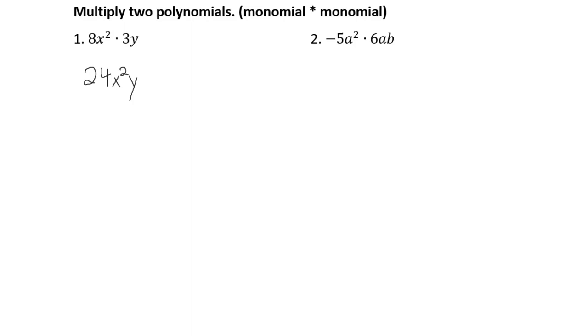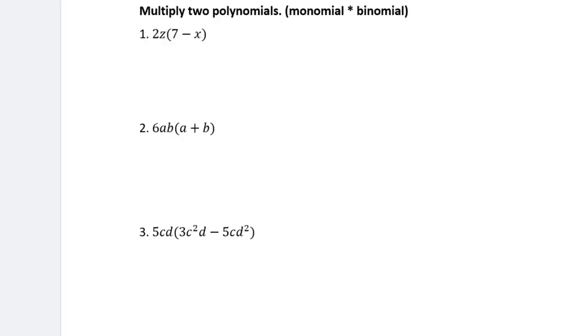All right, let's get another one. Negative times a positive is negative. 5 times 6 is 30. a squared and a, so that's a to the third. And then we have a b. So that's multiplying a monomial and a monomial.